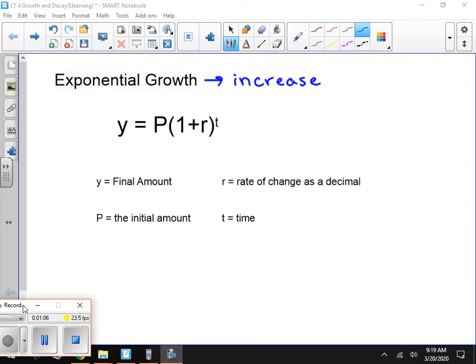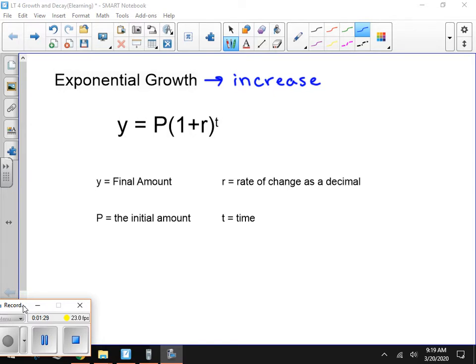Okay, so make sure you write down exponential growth and you write that formula right next to each other because they correspond with each other. And below that, you want to know what each letter represents. Okay, so y is the final amount. It's what I have at the end of my problem, at the end of the time that has passed. P is the initial amount. It's what I start with.